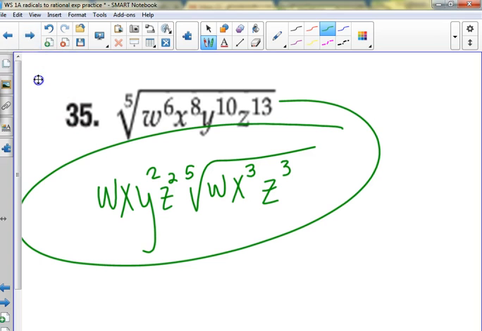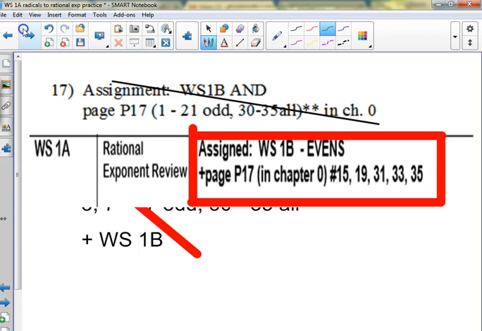Now, that is one of your homework questions, by the way. So this is the assignment, guys. Please listen. Guys, worksheet 1B, you only have to do the evens. And then there are 5 book questions. This is back on page P17 at the beginning of the book, okay?